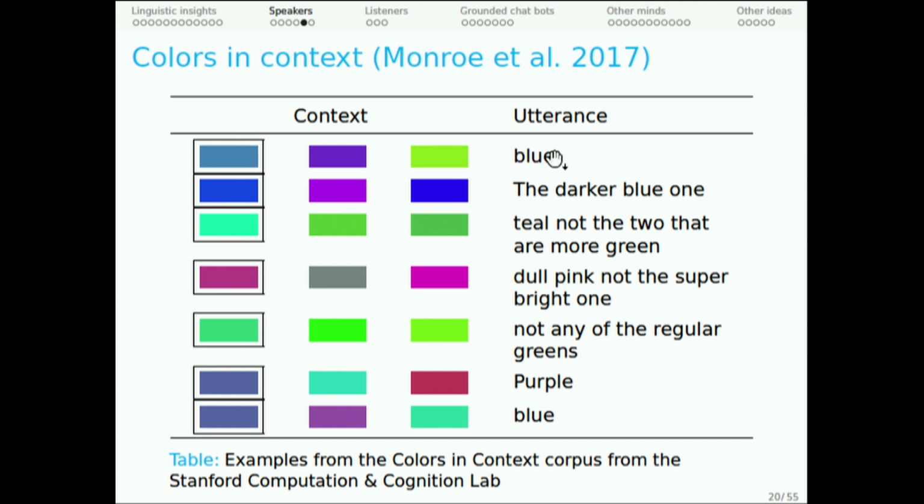So here you've got a lot of simple color expressions in these very easy to distinguish contexts: blue, purple, green. The person just said blue. But in this case here, where there are 2 blues, they said the darker blue one. And I love that, right? Because that's grounding. That comparative, the darker blue one, is making implicit reference to the fact that there are 2 very similar color patches, and it's picking the darker one. This is even more explicit. Teal, not the 2 that are more green. So these are all greenish colors, and this person was very explicit about picking out that one. Dull pink, not the super bright one. Not any of the regular greens, very rich context reference.